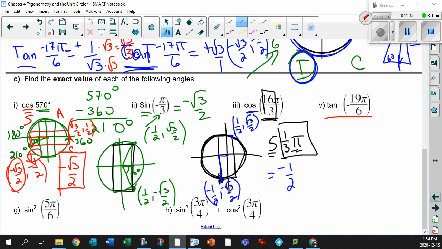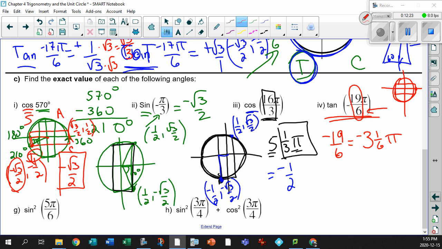Okay, oh, look at that. Another nightmare. But again, you're dealing with 6s. So if you're dealing with 6s, think about our beautiful unit circle. It's going to be the short and wide one. So where is this? Okay, let's divide this out. 19 divided by 6 is negative 3 and 1/6 pi. So go back 3 times, 3 pi.